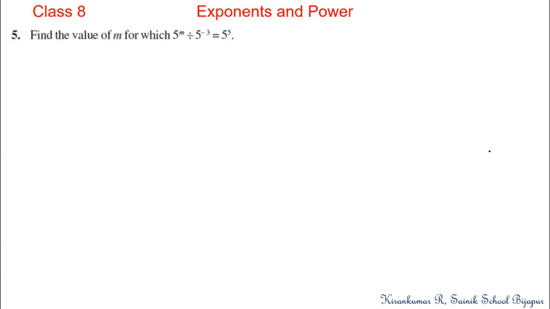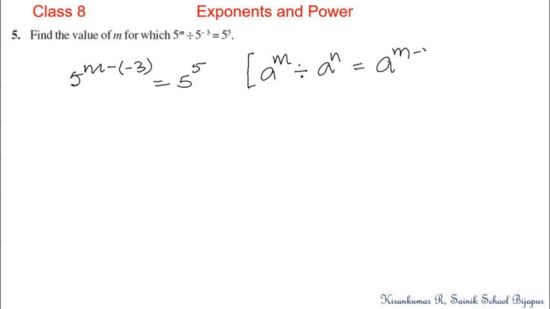Question number 5. Find the value of m, for which 5 to the power of m divided by 5 to the power of minus 3 is equal to 5 to the power 5. Here 5 to the power of m, when division is there, we can write m minus of minus 3. This is equal to 5 to the power of 5. It is because a to the power of m divided by a to the power of n is a to the power of m minus n. We are using this law of exponent.